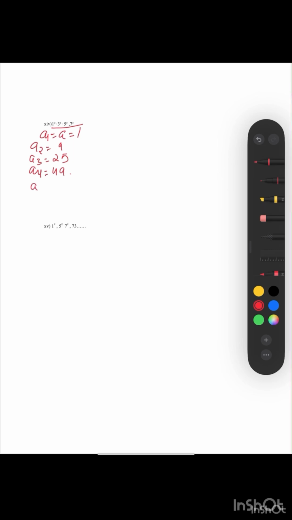Let us find out whether the difference is the same or not. A2 minus A1 is 9 minus 1, which is 8. A3 minus A2 is 25 minus 9, which is 16. As you can see, the difference is not the same. A2 minus A1 is not equal to A3 minus A2. Therefore, this is not in AP.